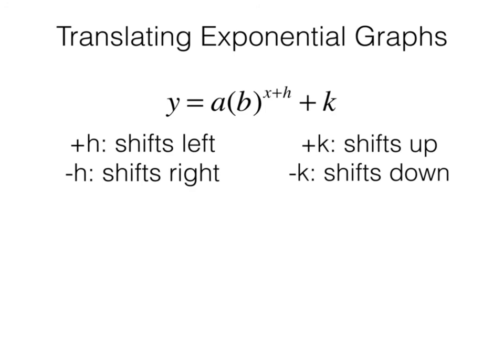Next thing we're going to do is translate these exponential graphs. And what translate means is to move or shift the graph. We've done this before with both quadratic relationships and absolute value relationships. Good news here is even though this looks very frightening when you're looking at the equation, the h's and k's do the same thing they've always done. K shifts our graph up and down. H shifts it to the left when it's positive, and it shifts it to the right when it's negative.